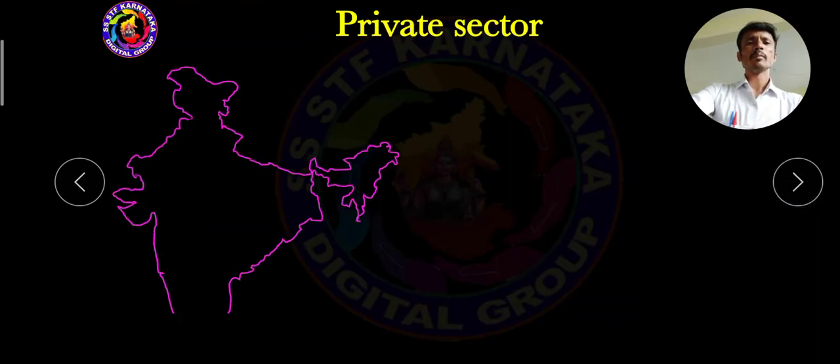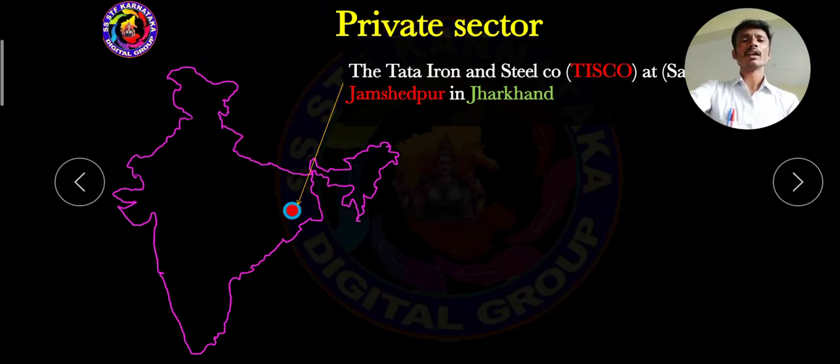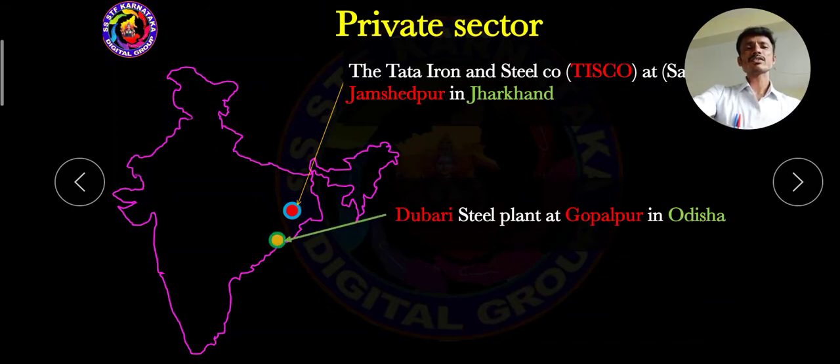See, dear students, in the private sector there are 4. The first one is the Tata Iron and Steel Company, TISCO, at Jamshedpur in Jharkhand. CO means company. The second one is Dubari Steel Plant at Gopalpur in Odisha. This is the second private sector industry in India.